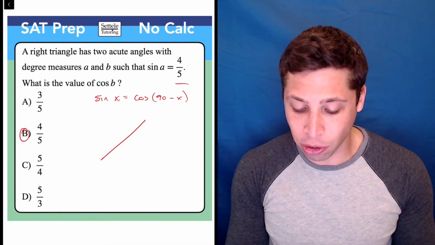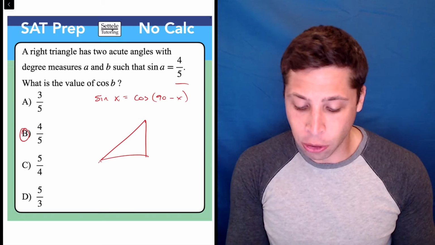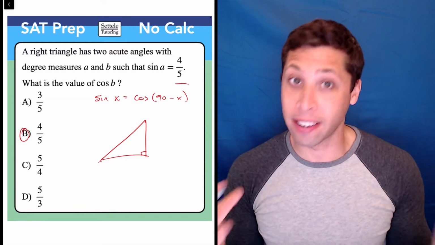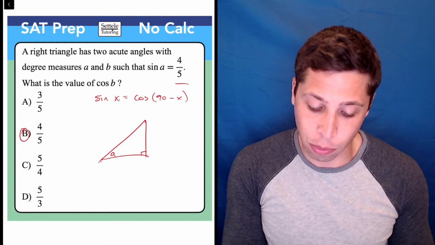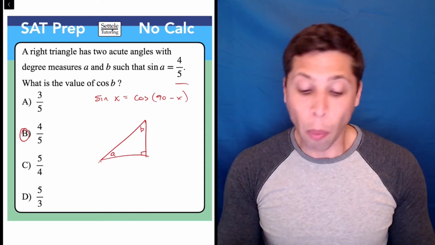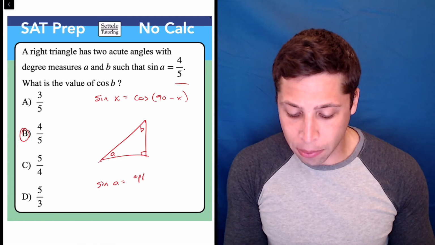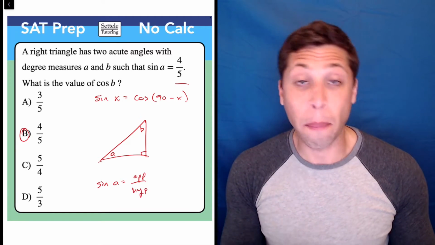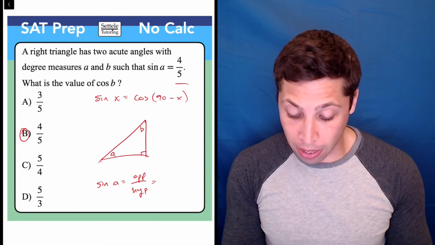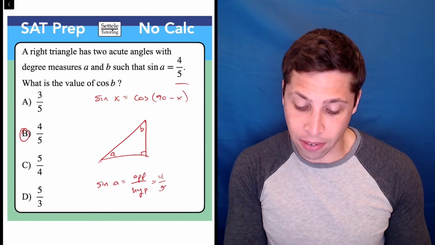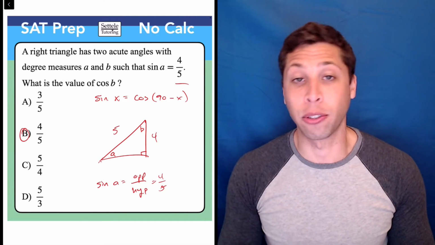Basically, if you have a right triangle, it's always going to have two acute angles and a 90-degree angle. And so let's just say this one is A and this one is B. Well, we know from SOHCAHTOA that sine is equal to the opposite over the hypotenuse. So if I put that on my picture here, 4/5, the sine of A, this is going to be 4, and the hypotenuse is going to be 5.